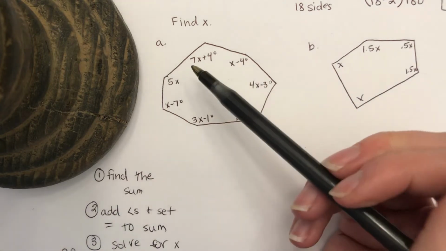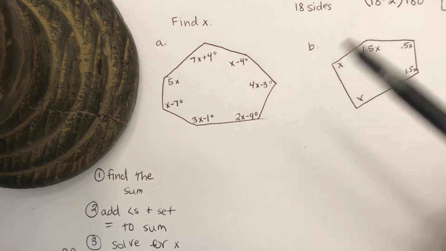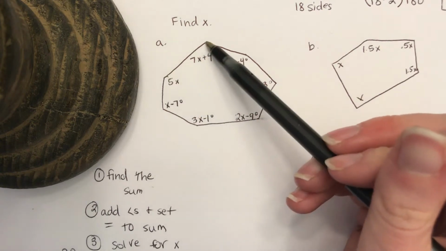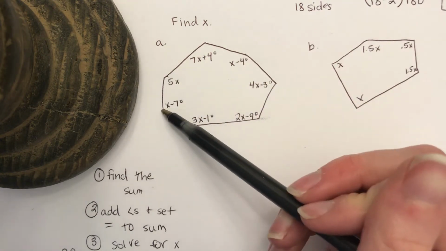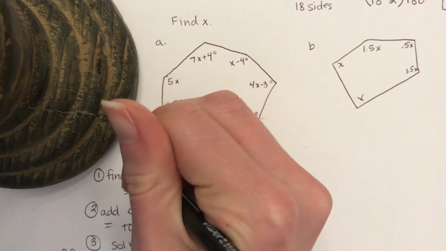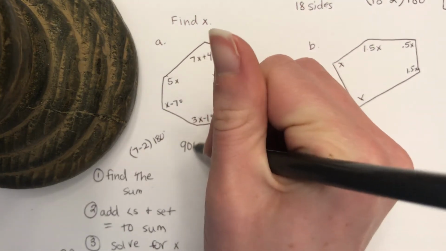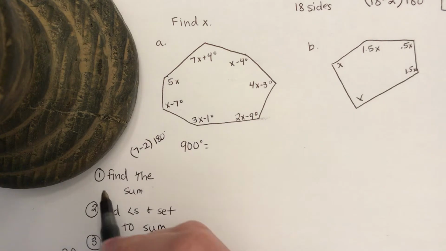So for A, the first thing we need to do is find the sum. So the exact same thing we just did above, we need to first figure out how many sides this has. So 1, 2, 3, 4, 5, 6, 7. So if it's got 7 sides, that's going to be 7 minus 2 times 180. So 5 times 180 gives us 900 degrees. Okay, so that's step 1, find the sum.